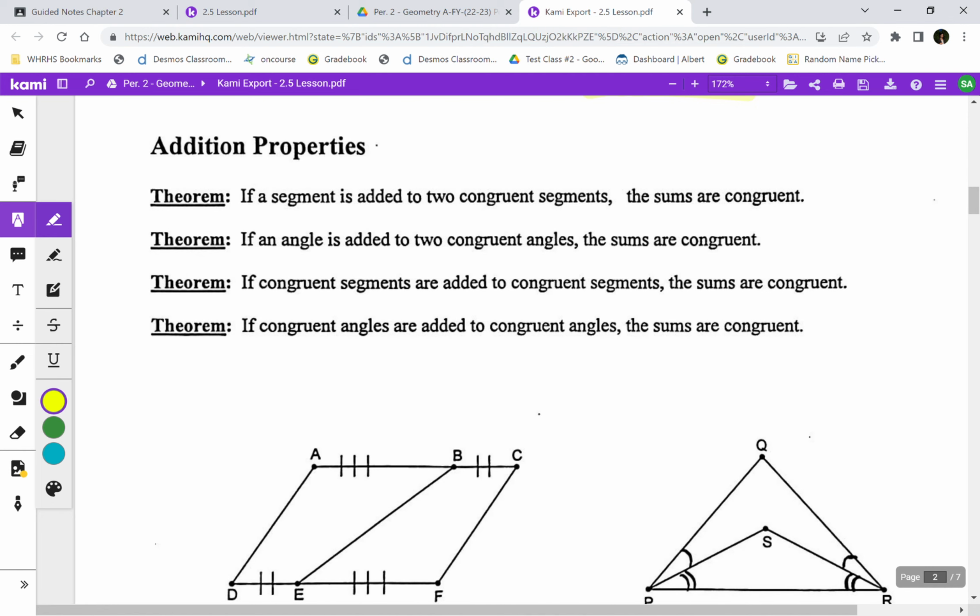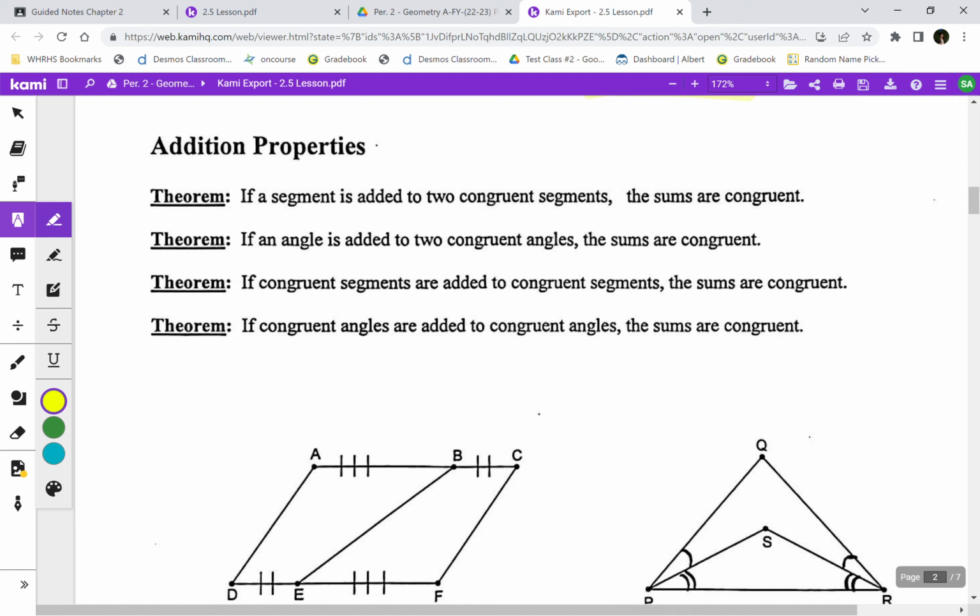Hey, we have 4 theorems that fall under the addition property, but you're really lucky. You do not need to memorize these 4 theorems. Anything that falls under addition in proofs, we are just going to write addition. You do not need to memorize these 4 theorems that go along with addition. But we will read them.